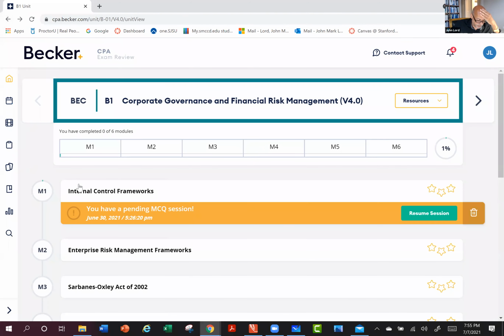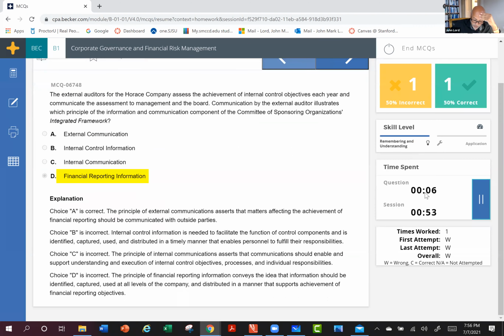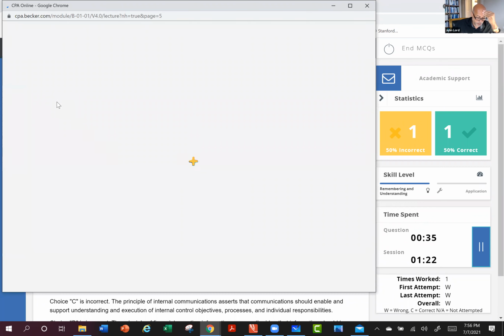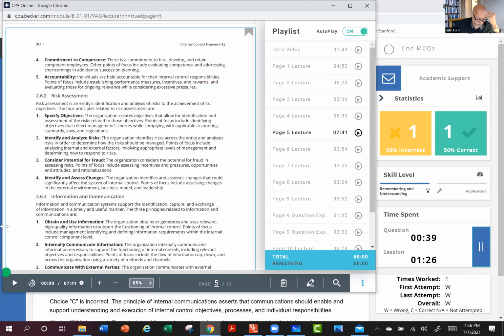And then the other thing you can do when you're in a question, since we're going through this, is there's a place where you can go back to the textbook. Yes, it's C lecture, on the left top. Right there. You can click on that, and then you hit play. But again, I think this should be more on an exception basis than watching the whole lecture from start to finish.